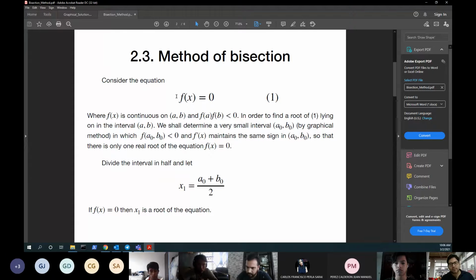We'll start now by considering the equation f(x) = 0. Remember, this equation could be any equation, but it has to be equal to 0. We also assume that the function f(x) is continuous on the neighborhood [a, b]. And we recall that the function evaluated at the endpoints and multiplied together has to be less than 0. This condition is very important for the bisection method. In order to find a root lying on the interval [a, b], our selected neighborhood, we shall determine a very small [a0, b0].